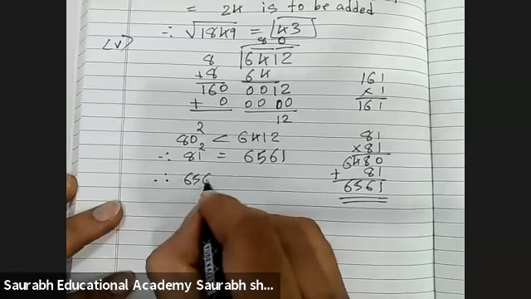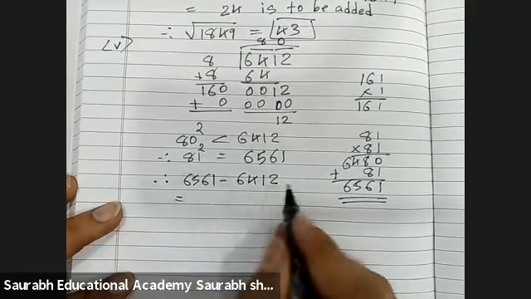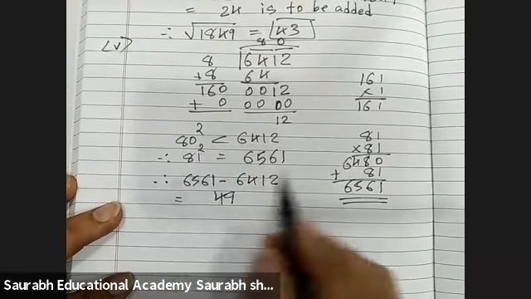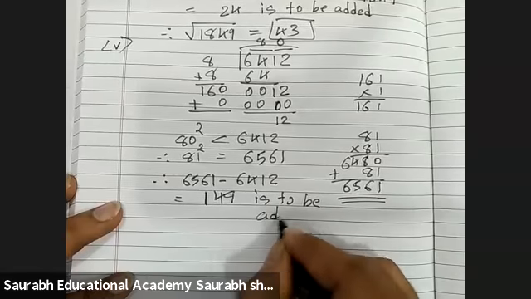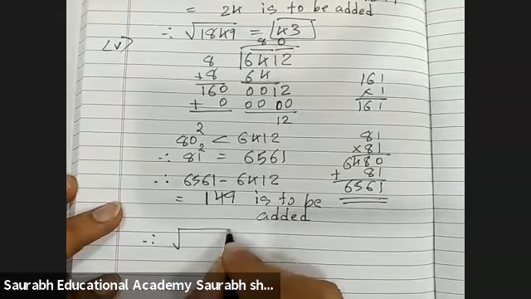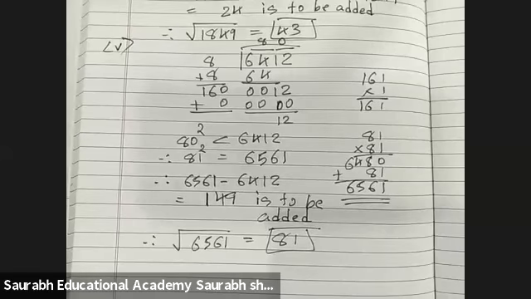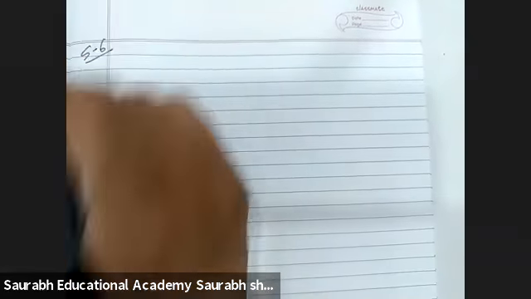So 6561 minus 6412. If we subtract 11 minus 2, 9. Before that, 5 minus 1, that is 4, right? 5 minus 4, that is 1. 149 is to be added. Therefore, the square root of 6561 is equal to 81. Clear, everyone? Yes, sir. Okay, thank you. Sum number 6.